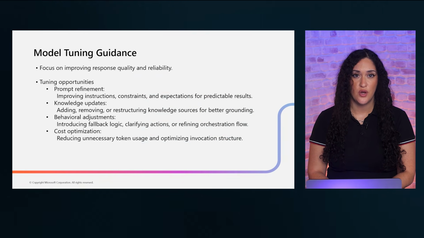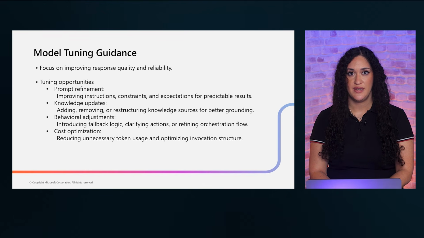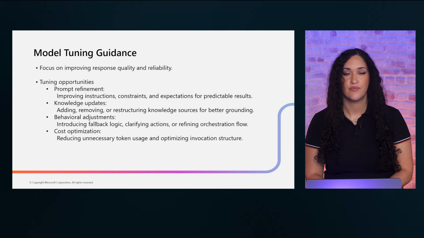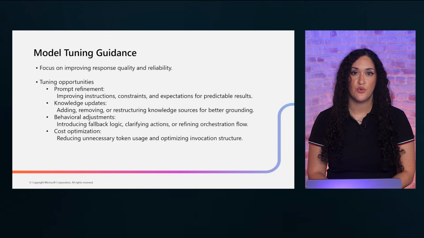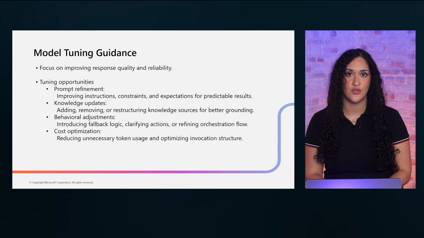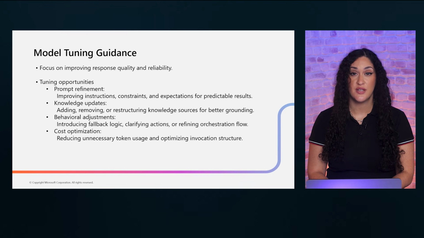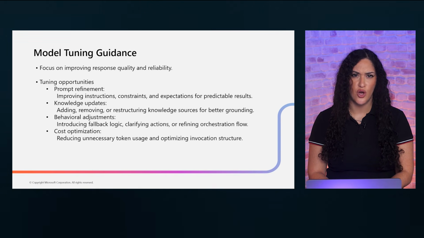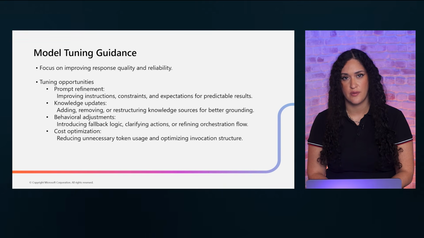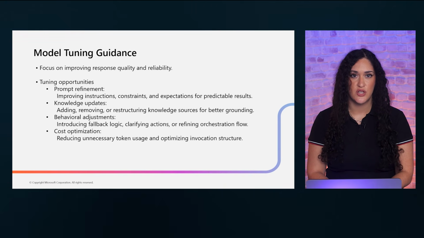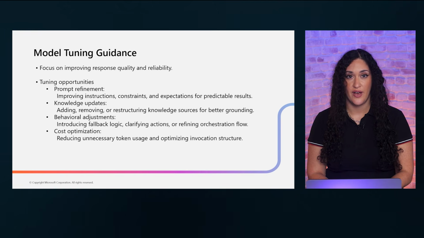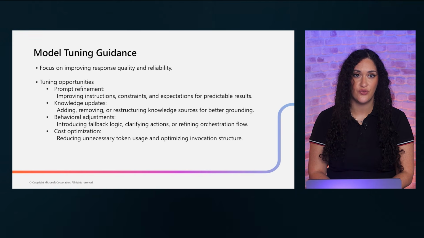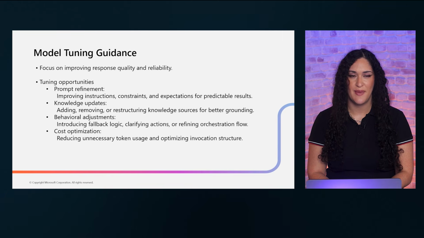Model tuning focuses on improving response quality and reliability through 4 key opportunities. Prompt refinement means improving instructions, constraints, and expectations, so the model produces more predictable, useful results. Knowledge updates involve adding, removing, or restructuring knowledge sources for better grounding, ensuring the agent draws from accurate and current information. Behavioral adjustments introduce fallback logic, clarifying actions, or refine orchestration flow to handle edge cases better.